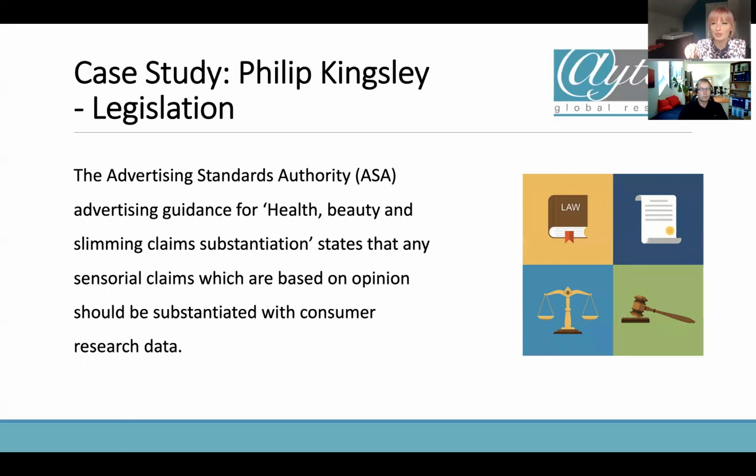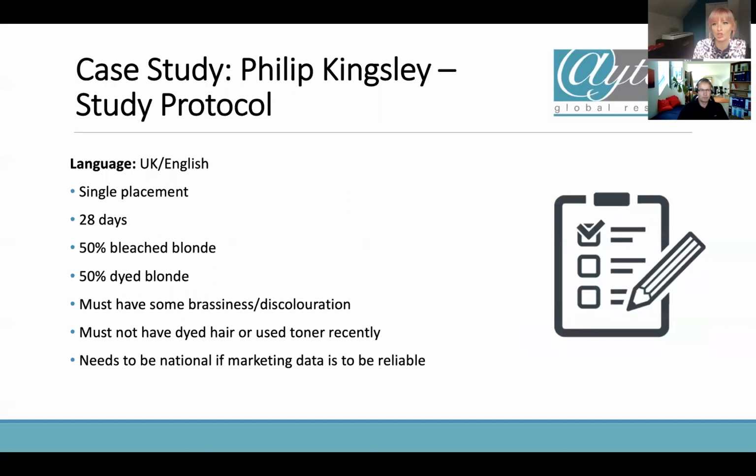So again, specifically looking at the UK legislation and what the Code of Conduct from the ASA is saying, they're saying that any sensorial claims which are based on opinion should be substantiated with consumer research data. So again, it's making sure that those subjective claims are there. And it's certainly a product that really surrounds that, because we're asking people if their hair looked better, if they preferred the look of their hair after using the mask, and it's really not a scientific sort of measurement.